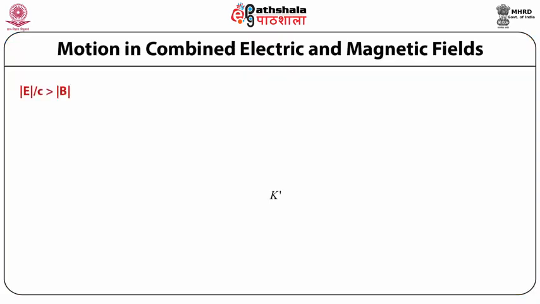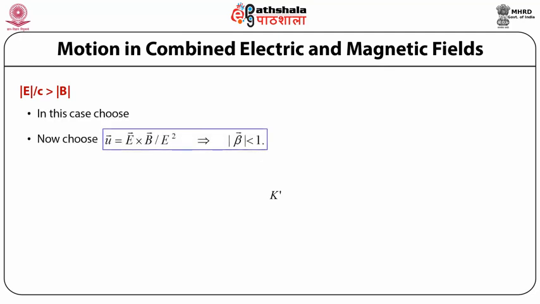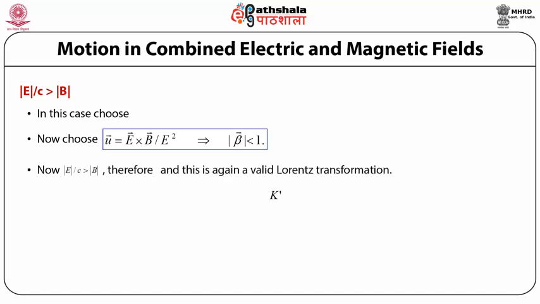Now consider the case mod of E divided by c is greater than mod of B. In this case, u equals E cross B by E squared. Since mod of E by c is greater than mod of B, mod of beta is less than 1 and this is again a valid Lorentz transformation.